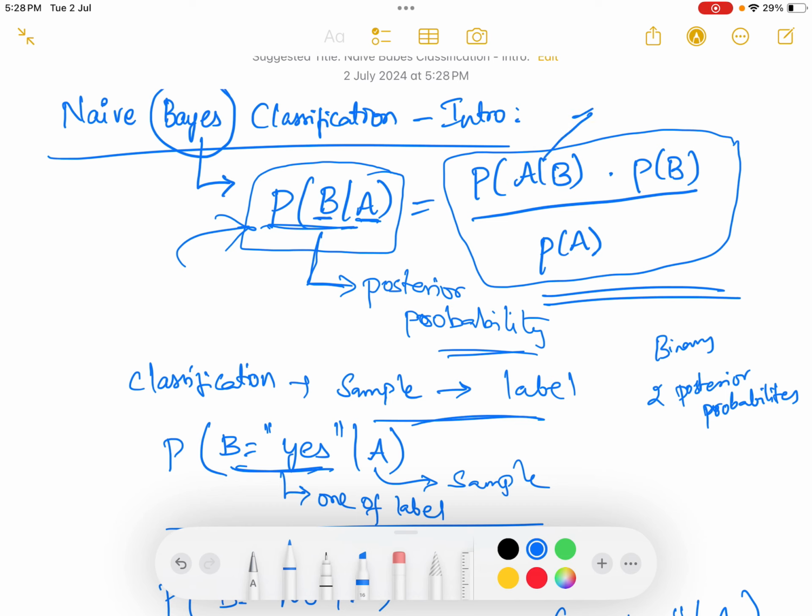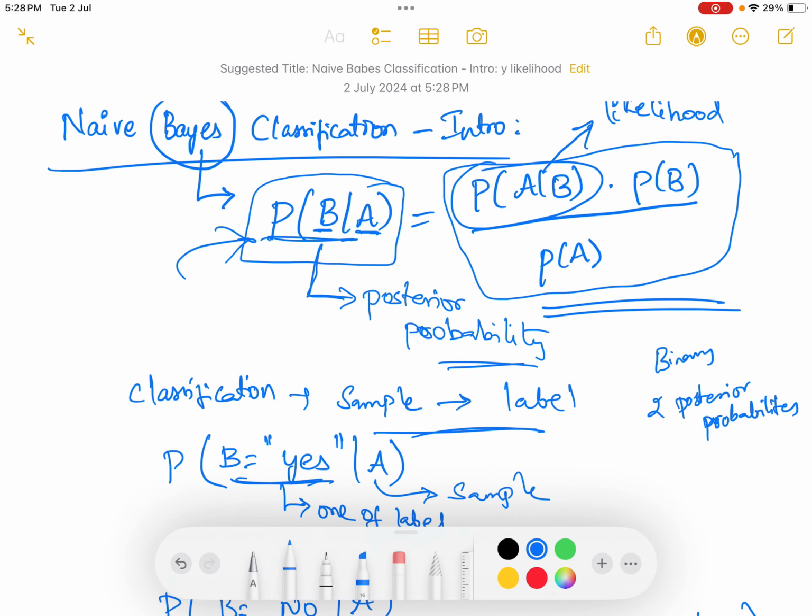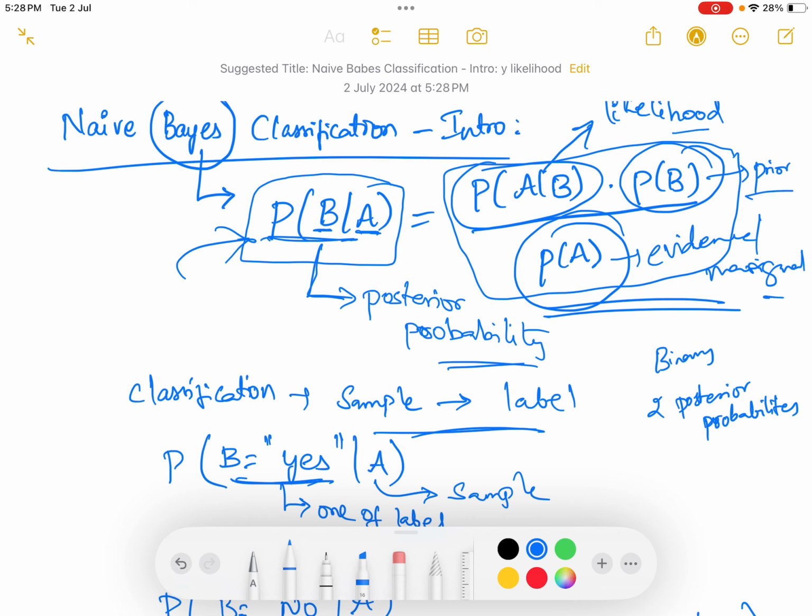Okay, this term we call it as likelihood. This term we call it as prior probability. And this we call it as evidence or marginal probability. Okay, so based on these values we can get the posterior probability of sample belonging to a particular class.